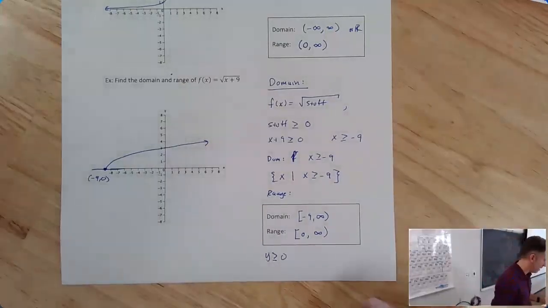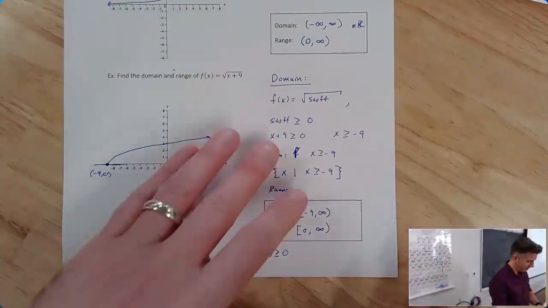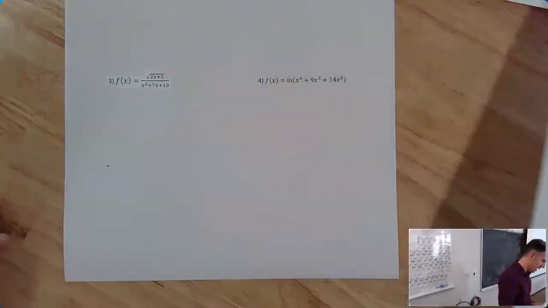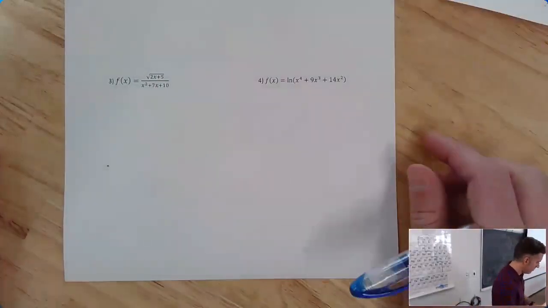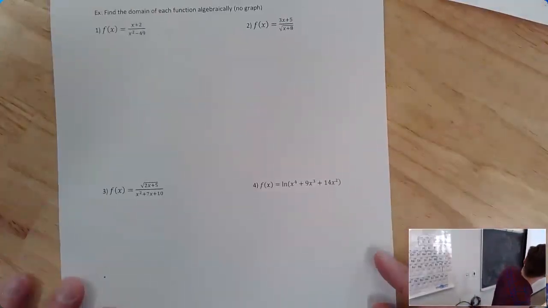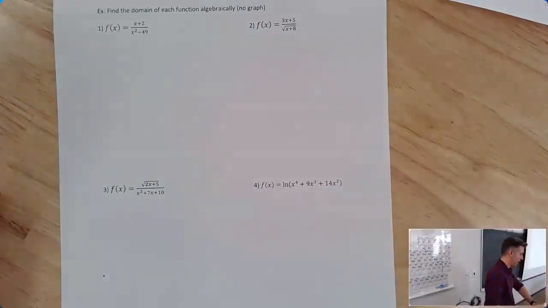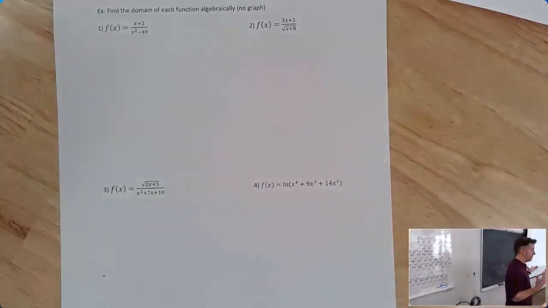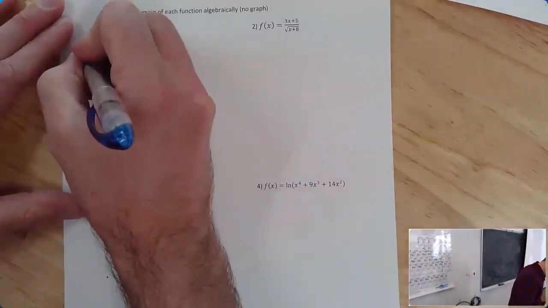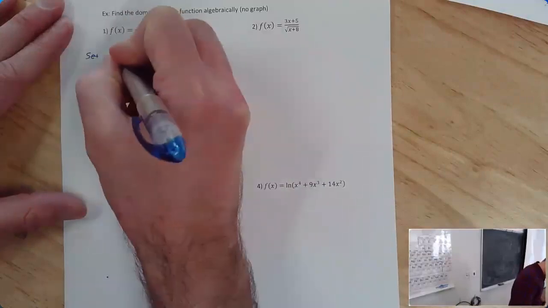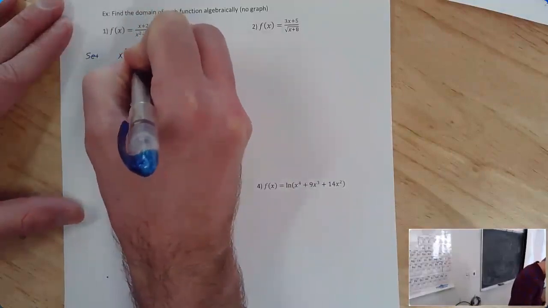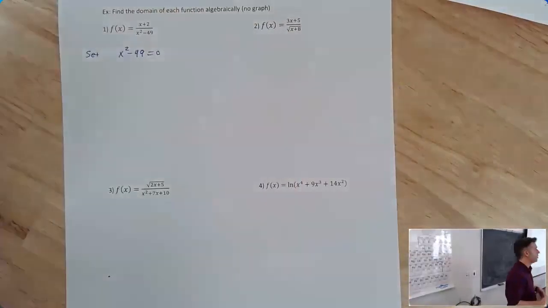So let's look at some examples where we're not going to graph to find the range. We're just going to attack them algebraically to find the domain. Let's look first at (x plus 2) over (x squared minus 49). I see a fraction, a rational function. But specifically, I see a denominator. And I know that if I have a denominator, I need to make sure that it's never going to be 0. So what we're going to start with is setting the denominator equal to 0. And then we know we're going to exclude those values.